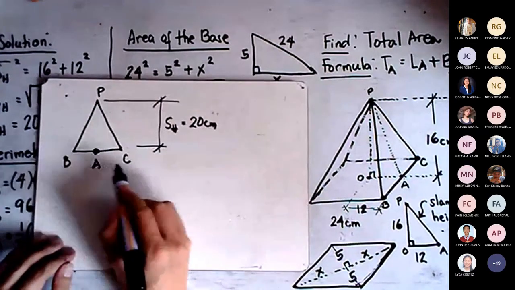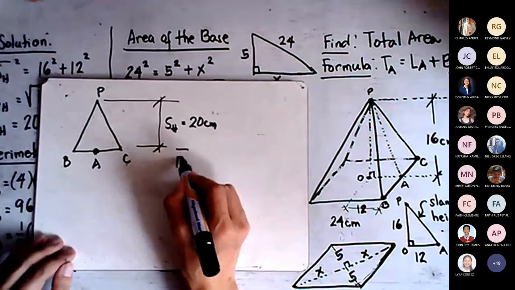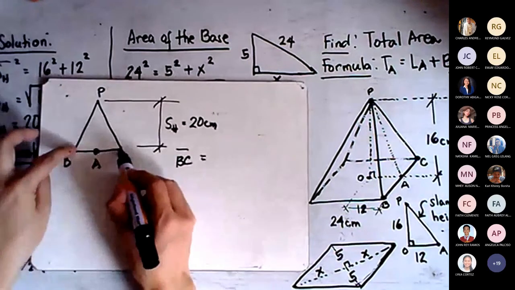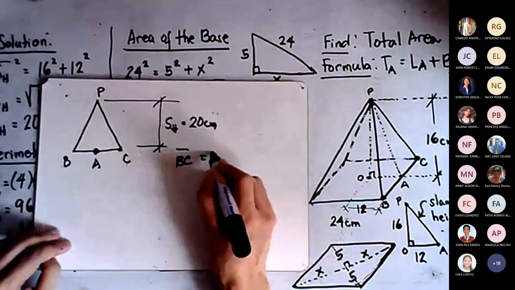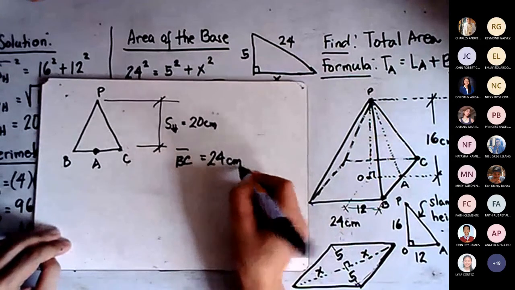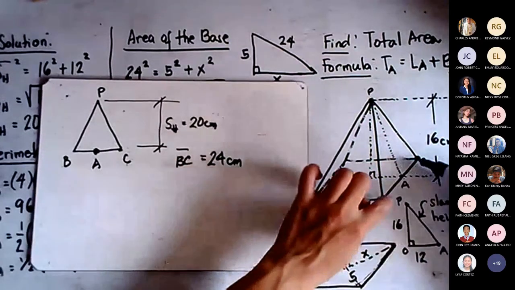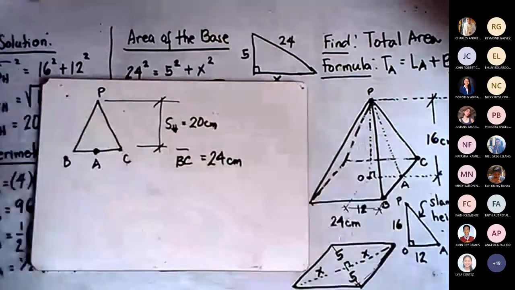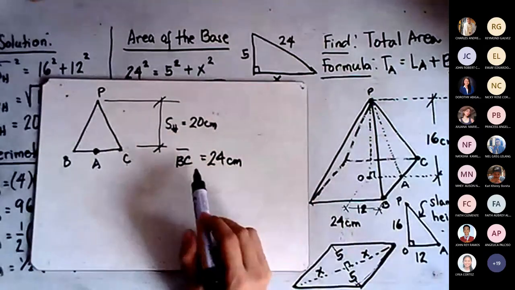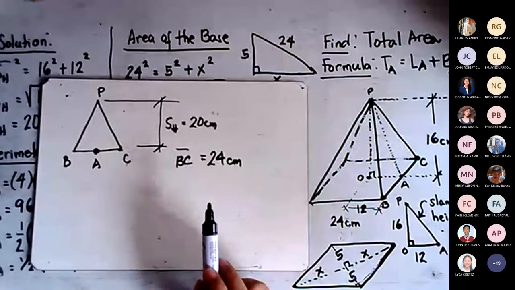While the value for the line segment BC is also 24 centimeter, right? Because we have a rhombus here, this is also 24, this is also 24, and this is also 24. So you have the line segment BC, this is 24 centimeter.